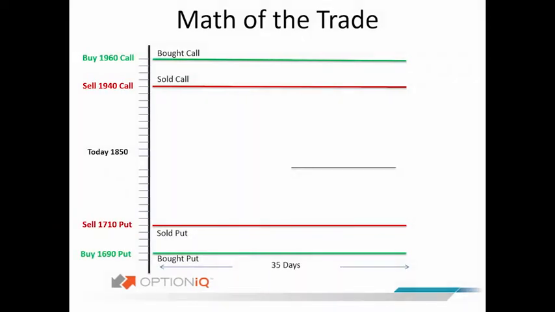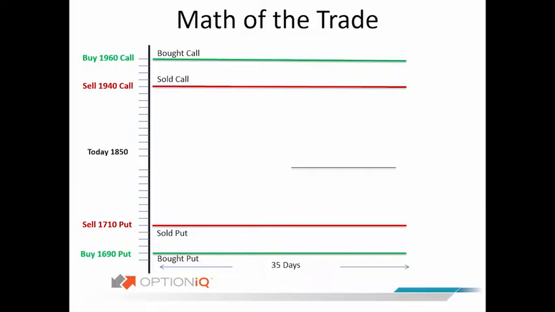Here's an example of the trade that we talked about briefly a few minutes ago. And what you'll notice here is the market is at 1850. We sold the 1940 call option and simultaneously bought the 1960 call. We also sold the 1710 put and simultaneously bought the 1690 put. So all of these options were sold and bought for the exact same expiration day.